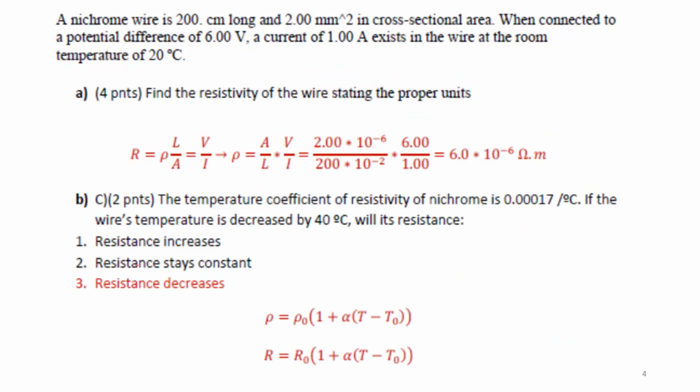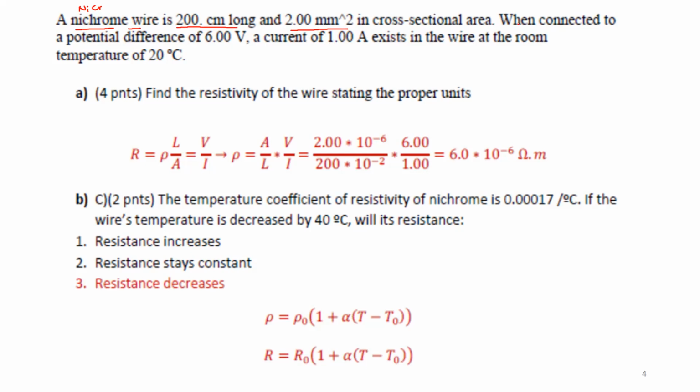Now let's go to the next problem here. So I have a nichrome. This is basically an alloy made of nickel and chromium. Okay, I think it's 80%, 20%. I give you the length and I give you the cross-sectional area. Okay. So in reality, I'm giving you what?